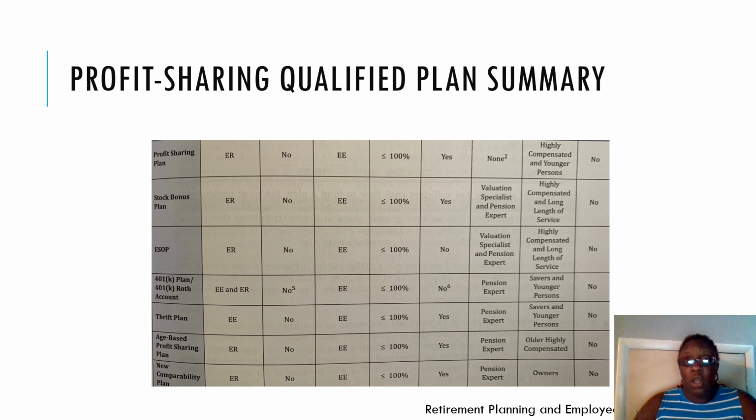As I did with the pension plans, here is a summary for the profit sharing qualified plans. ER, again, is for the employer. EE is for the employee. And it also breaks down which contributions the employee or employer may offer and who's responsible for what.